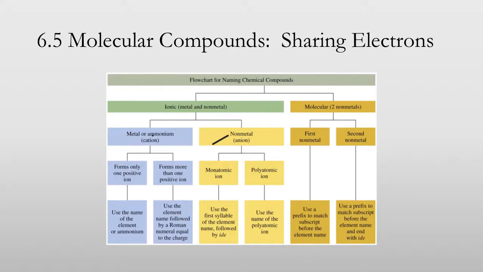It's usually, I guess the biggest question people have is, how do I know which one to write first? And it's usually the least electronegative element will actually be written first. But anyways, for the first nonmetal, you use a prefix to match subscript before the element name, and then for the second nonmetal, use a prefix to match subscript before the element name, and it ends with "ide."